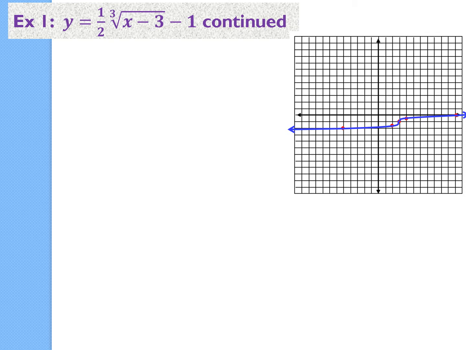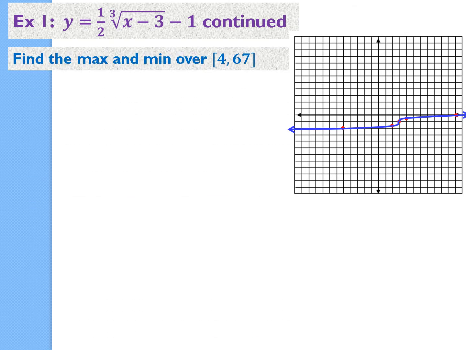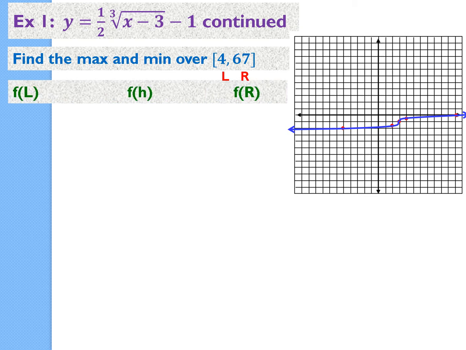All right, let's talk about max and min over an interval. So I want to find the max and min over the interval [4, 67]. Remember, that's left and right. We have to do f of L, f of h, f of R. This time my h value is 3.